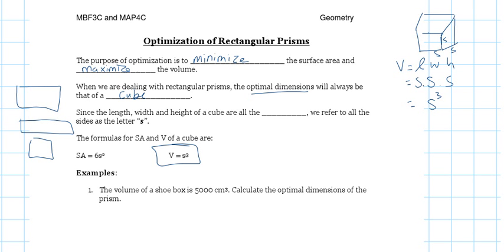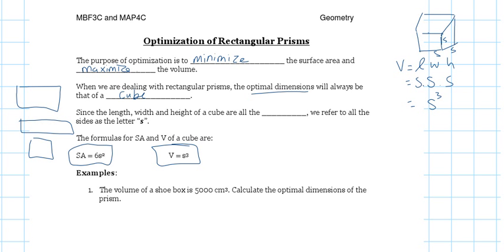If I'm talking about surface area, if you look at my cube, I have 6 squares, yes? Each square has an area of S times S, which is S squared. So the area of this is S squared, S squared, S squared, S squared, S squared, S squared. So that's a total of 6 S squared, yes? So that means the surface area of a cube is 6S squared.